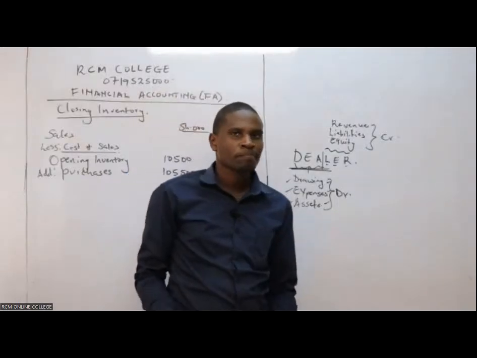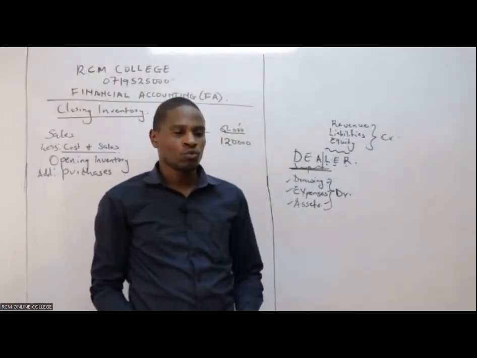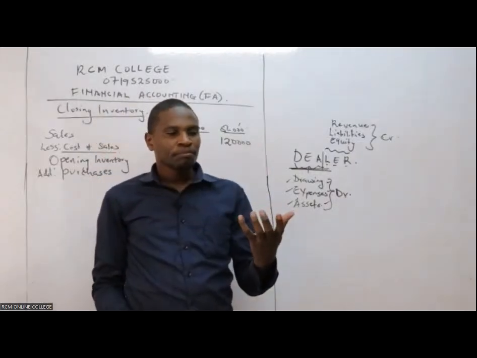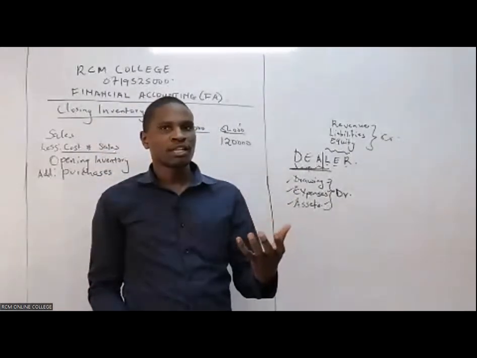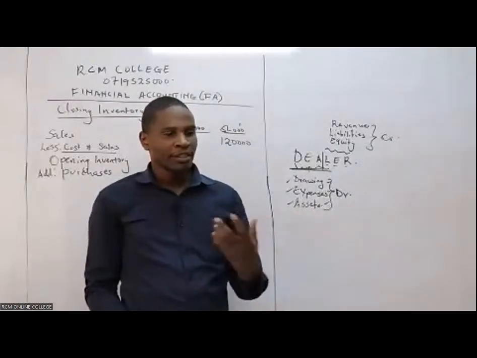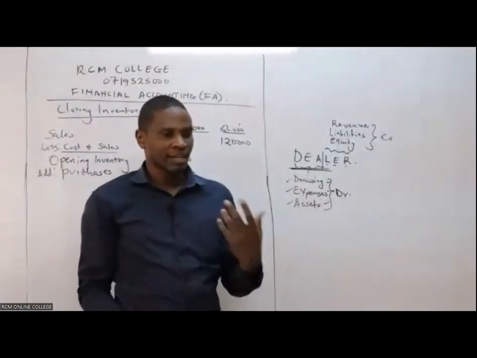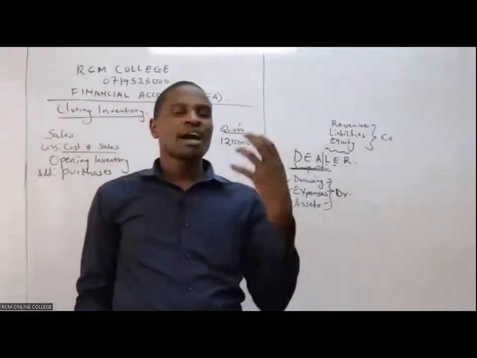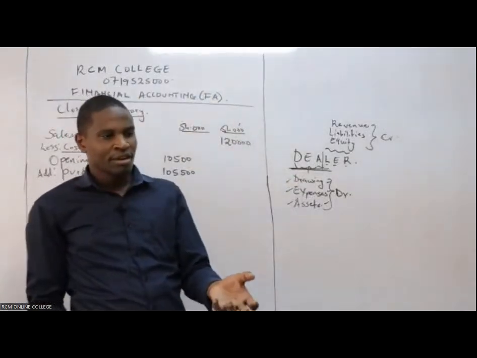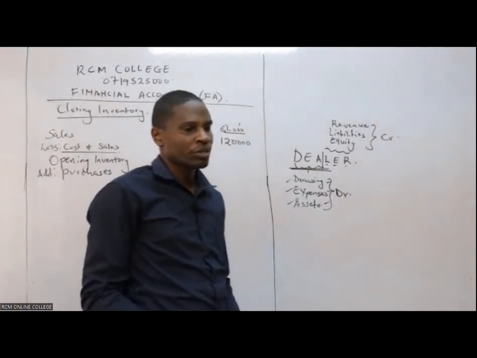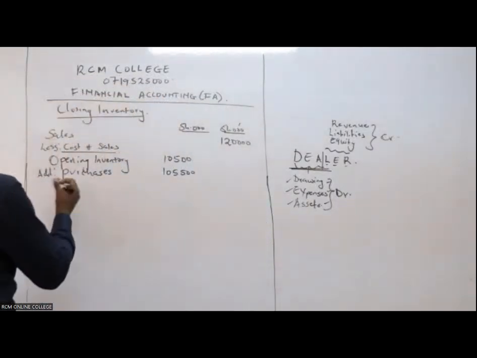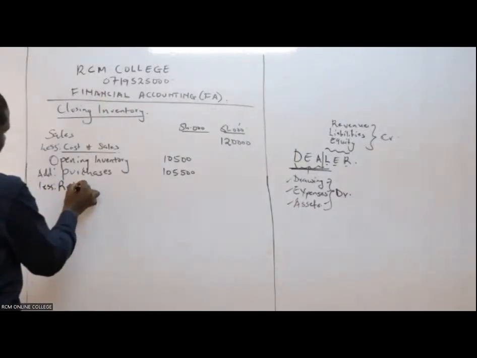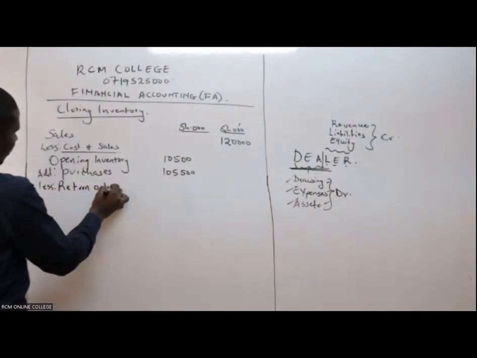Return outward. Remember, we have carriage inward, the cost that we incur when we are bringing the goods into our business. That is added. Carriage inward is added. And then return outward, we do what? Return outward, we subtract. We less return outward.